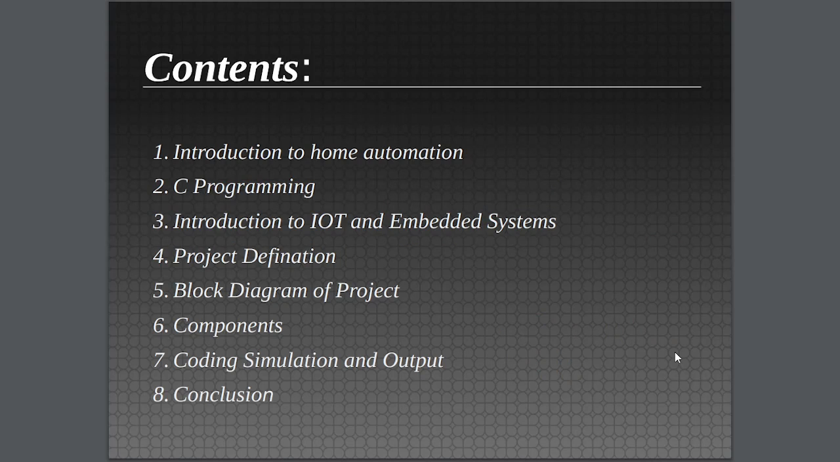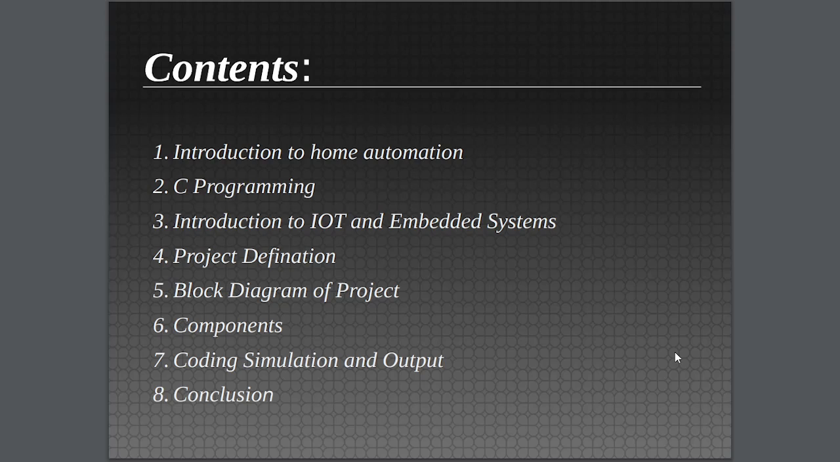Now let us see the contents in the IoT-based home automation system. First, introduction to home automation. Next, C programming, which includes loops and other code language. Introduction to IoT and embedded systems. Next, project definition. Next, block diagram of the project. Next, components. Next, coding, simulation and output. And last, we will conclude the project by giving the conclusion.